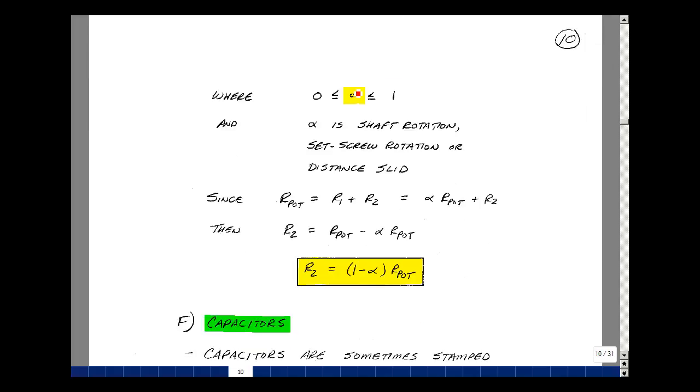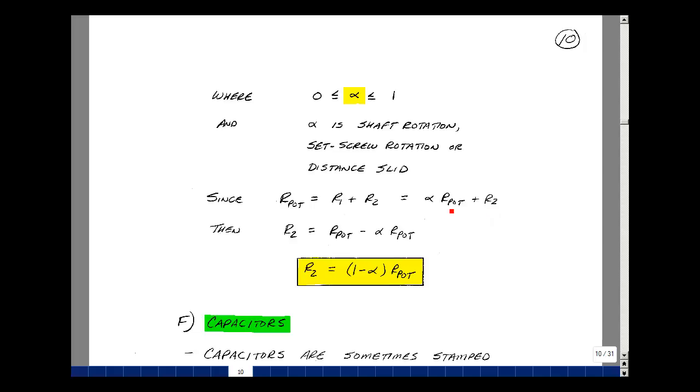So again, our value of alpha is between 0 and 1. This indicates the position of the shaft or the set screw or the slide that we're using. Now the total potentiometer resistance we said was R1 plus R2, but we're saying that R1 is equal to alpha times our pot, a percentage of the total resistance. So then we solve for R2.